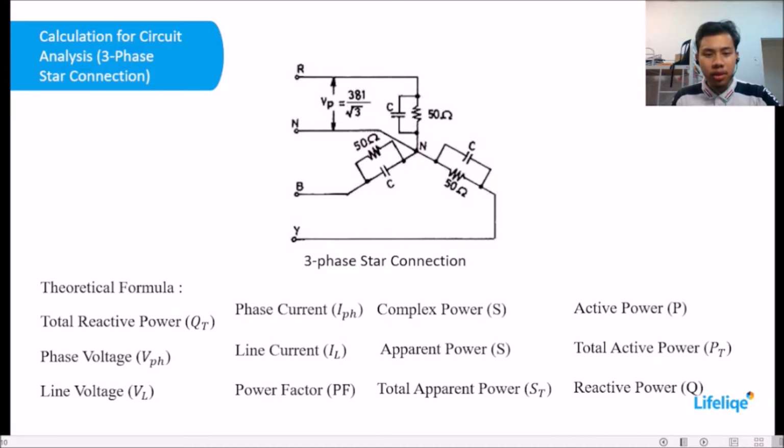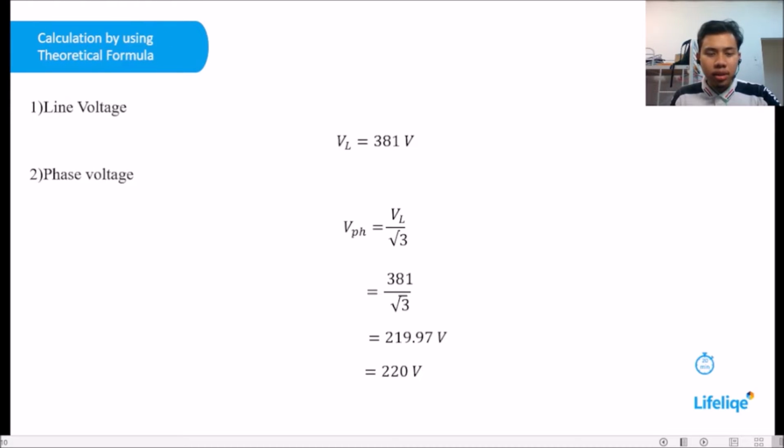I would like to explain the calculation for circuit analysis of the 3-phase star connection. For 3-phase star connection, the theoretical formulas involve phase voltage, line voltage, phase current, line current, power factor, complex power, apparent power, total apparent power, active power, total active power, reactive power and total reactive power. Next, calculation using the theoretical formula: phase voltage is VL divided by square root 3, and the answer is 220 volt, and the line voltage is 381 volt based on the value on the circuit.